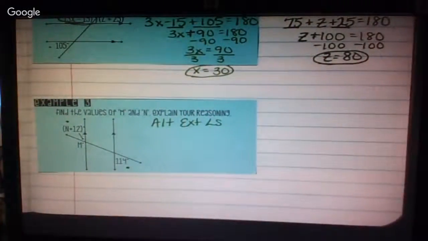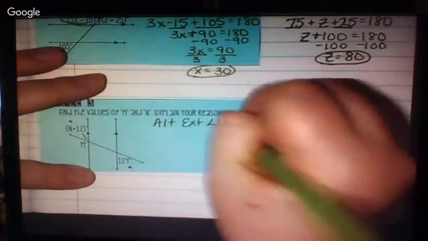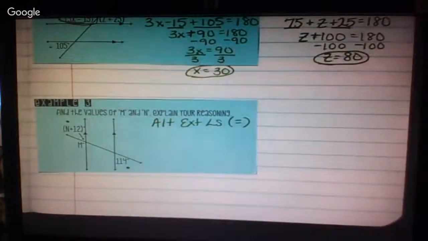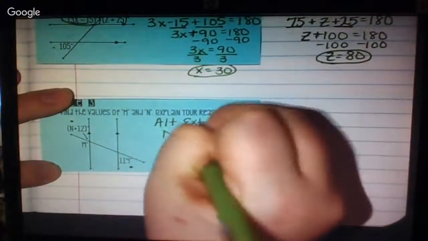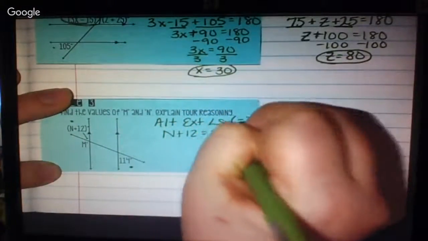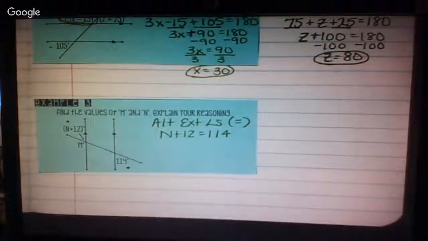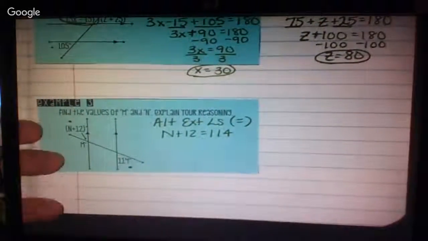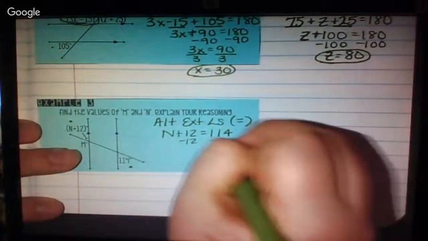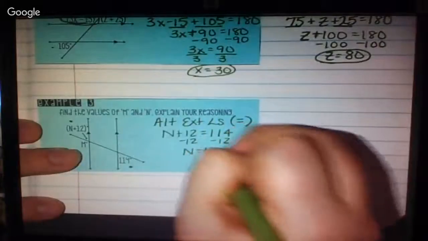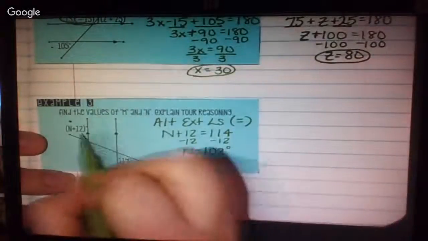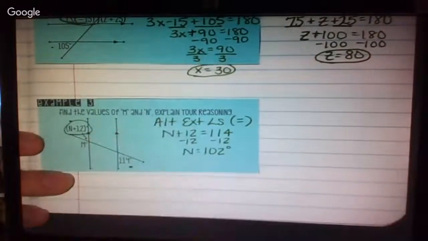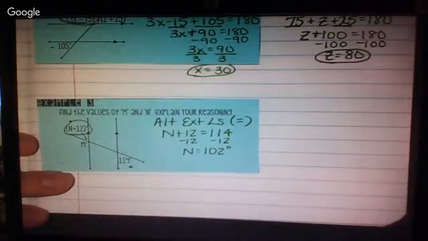Alternate exterior angles are what? Congruent, which means that they are equal. Alternate exterior angles are equal. So, n plus 12 should equal 114. Subtract 12, n equals 102. So if n is 102, what is this angle right here? 114.